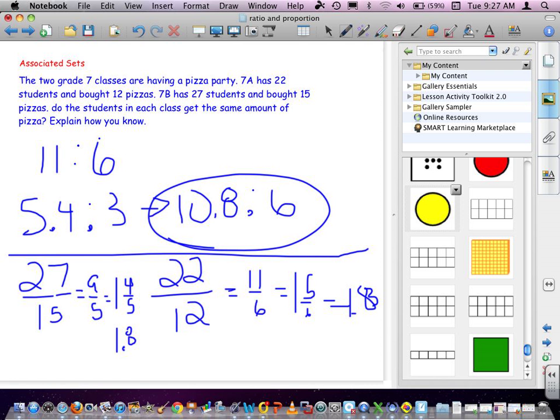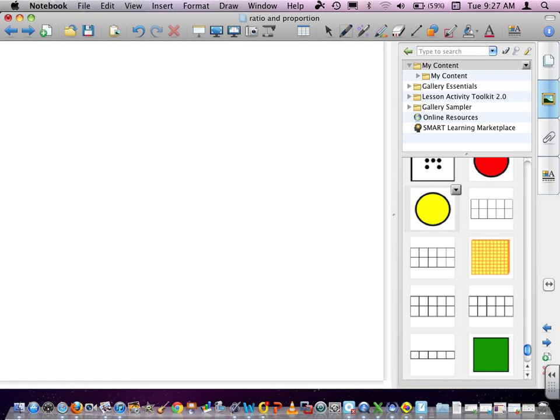So let's take a look at how that would look. If we were doing pizzas per kid, it would be 15 over 27, which reduces to 5 over 9. You good with that? Okay? And the other class, it's 12 over 22, which reduces to 6 over 11.